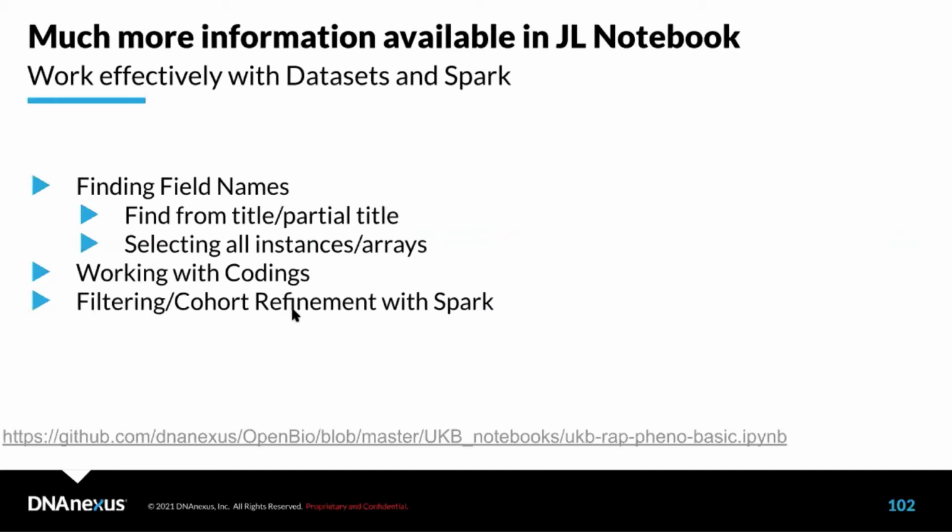So again, I just want to point out that there is more information than we can cover in today's demo in the JupyterLab notebook, but there are a lot of recipes that are very useful. For finding field names, finding fields from partial titles, or if you want to select all of the instances and arrays associated with a particular field, we have recipes for that. Working with the codings, and then doing filtering and cohort refinement with Spark using PySpark. And again, all of this info is going to be available in this notebook.